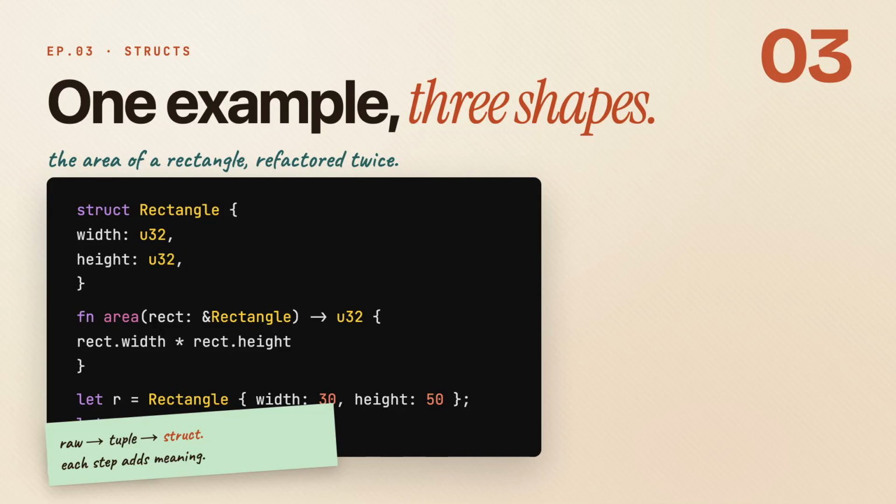The three steps, same number, each step made the intent harder to lose, and this is why we reach for a struct for these specific cases.